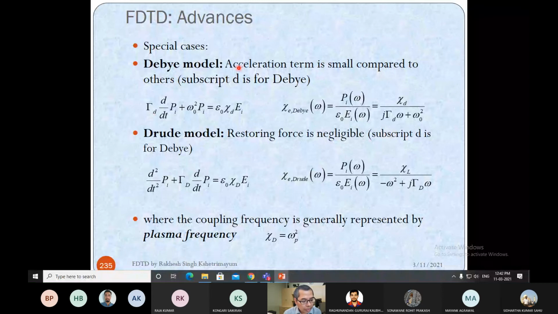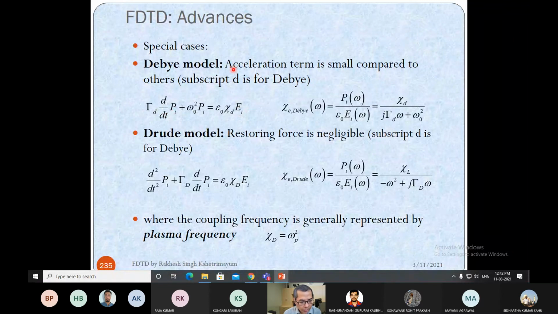For example, in the Debye model, we neglect the acceleration term. The acceleration term was the first term, and we just neglect it. It's not very pronounced, it's very small, so you can neglect it. So the first term is 0, and you have gamma_D ∂P/∂t + omega_0² P = epsilon_0 chi_L E. This is the model you have here. When the first term of the Lorentz model is 0, you get the Debye model.